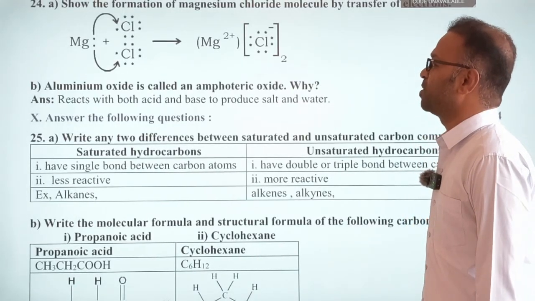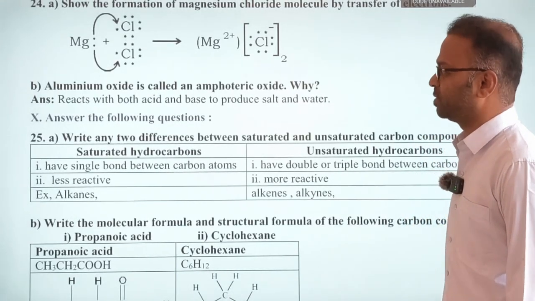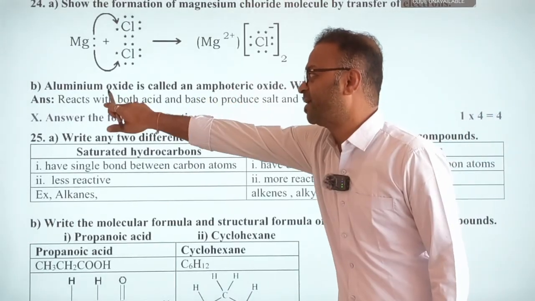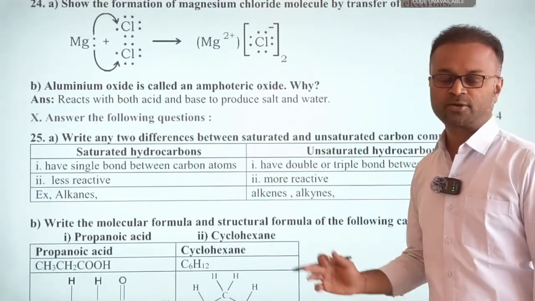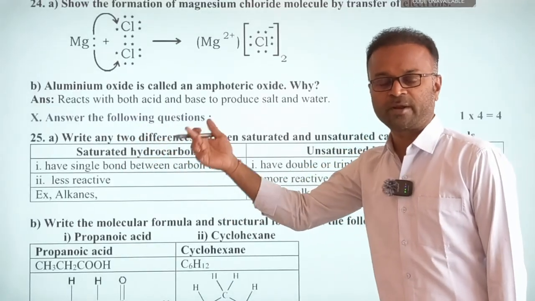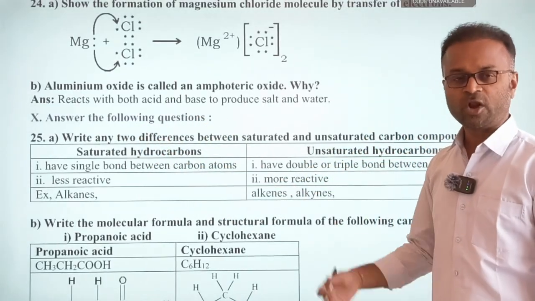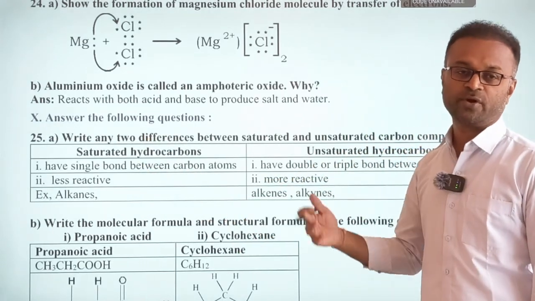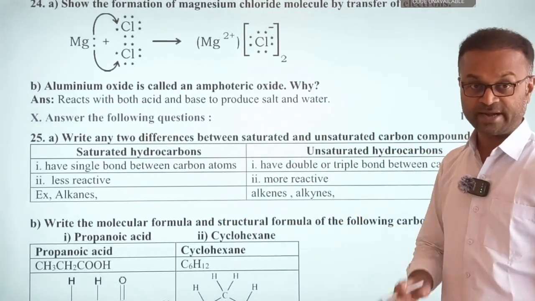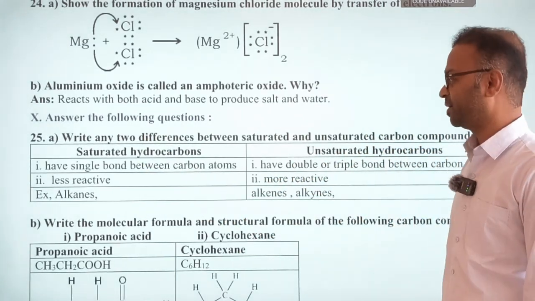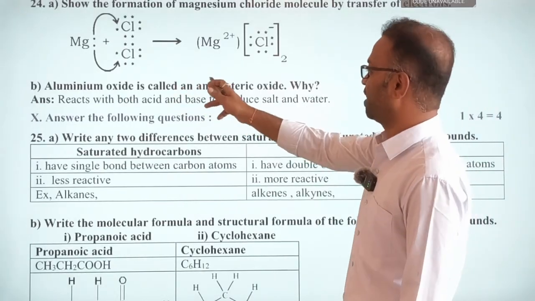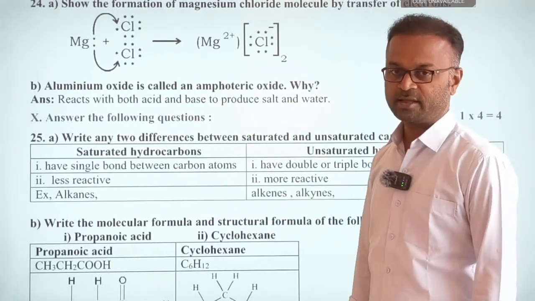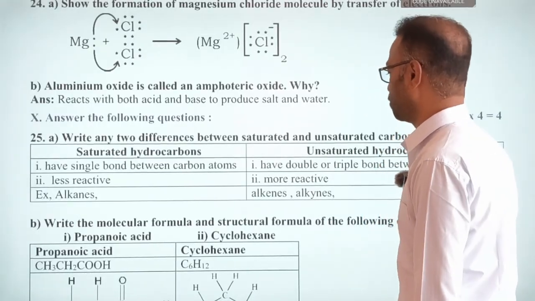Next question: aluminum oxide is called an amphoteric oxide. Why? Because it reacts with both acid and base to produce salt and water. Along with that, write an example. Aluminum oxide with HCl gives aluminum chloride plus water, or aluminum oxide with sodium hydroxide gives sodium aluminate plus water. Write the equation. Any one example you are supposed to write. Sir, they have not asked for any example here. Why should we write? No, you are supposed to write. That is an advantage for you to get good marks.